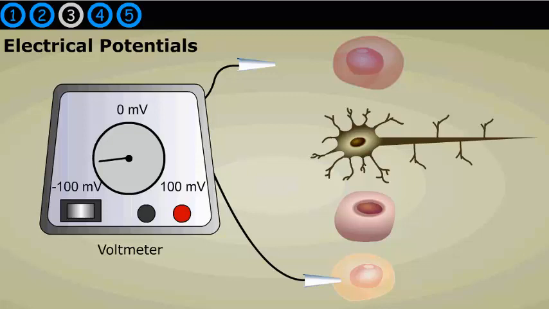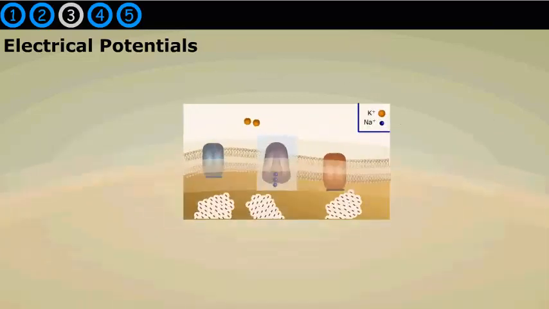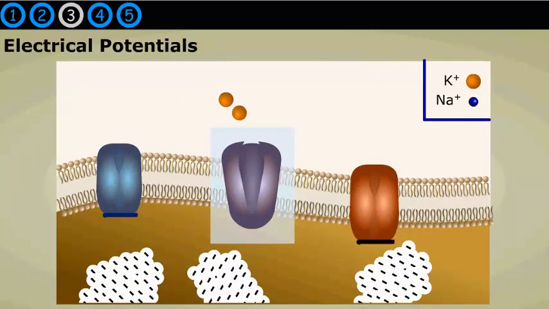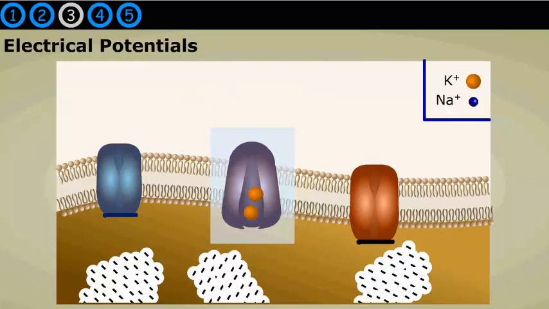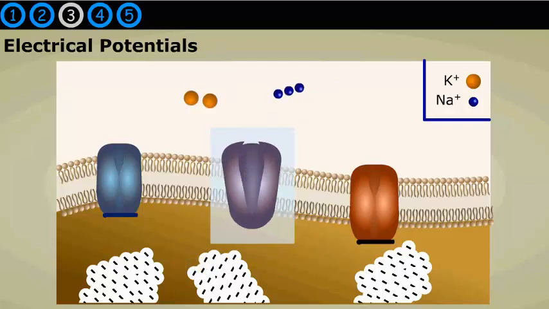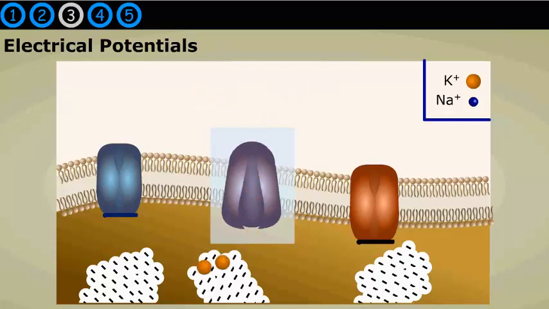This difference in charge is due to many factors, 3 of which we will discuss here. First is the action of the sodium-potassium pump, which takes 3 sodium ions out of the cell for every 2 potassium ions it puts in. Since it pumps out more positively charged ions than it pumps in, it accounts for about -3 to 4 millivolts of the difference in voltage.